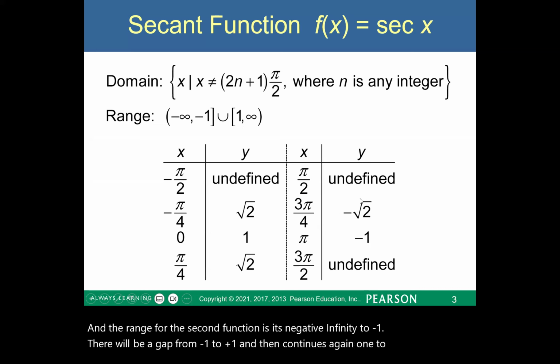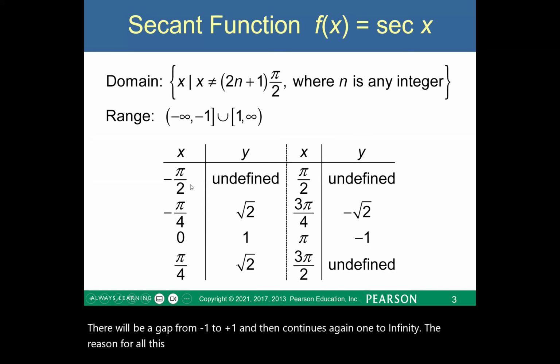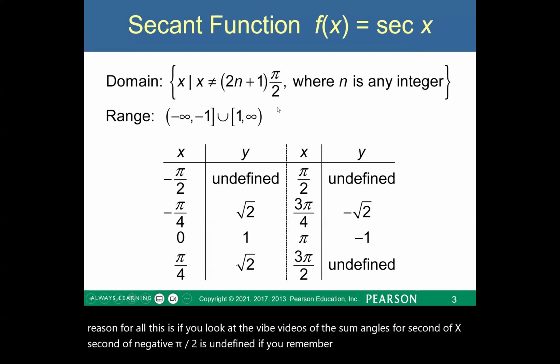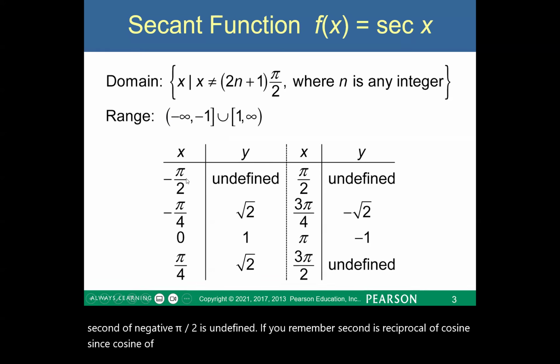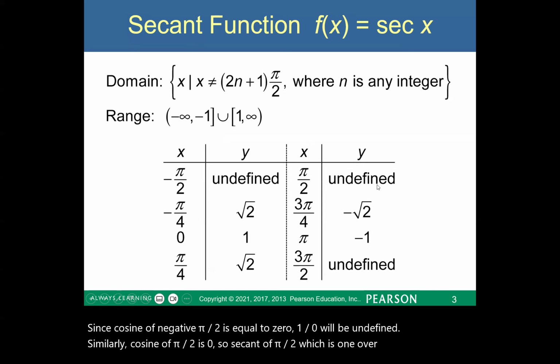The reason for all this is if you look at the y values of some angles for secant of x, secant of negative pi over 2 is undefined. If you remember, secant is the reciprocal of cosine. Since cosine of negative pi over 2 is equal to 0, 1 over 0 will be undefined. Similarly, cosine of pi over 2 is 0, so secant of pi over 2, which is 1 over 0, will also be undefined.